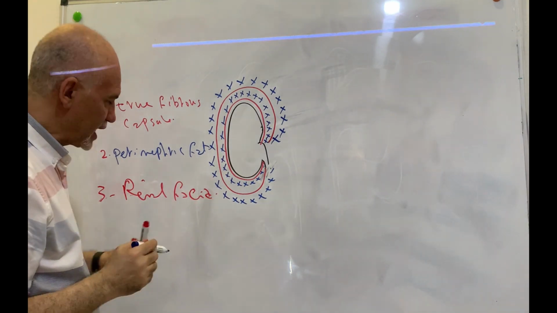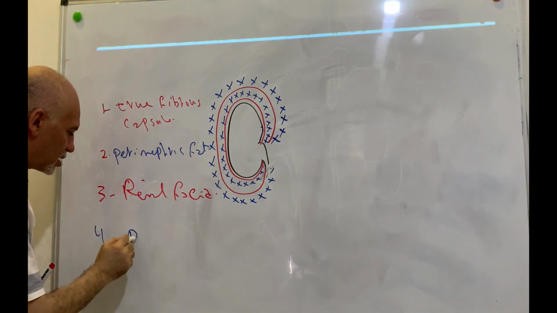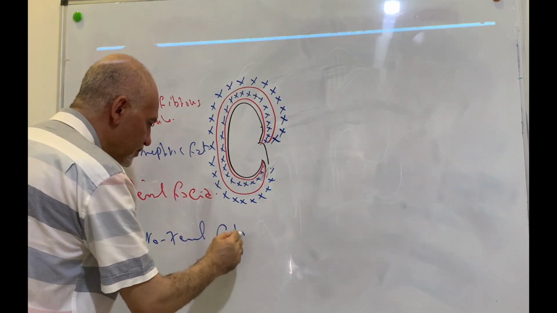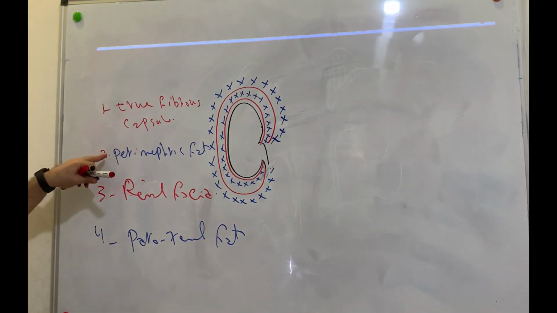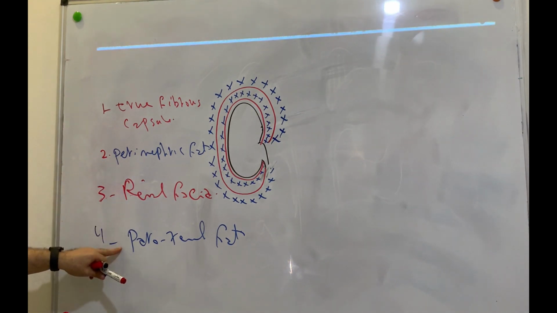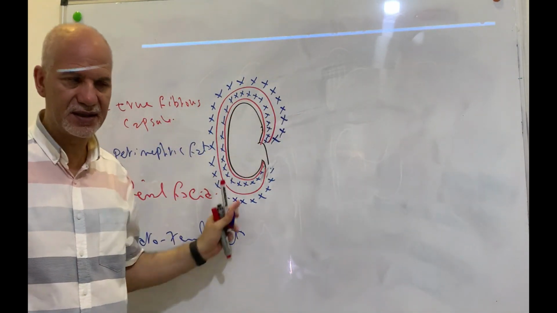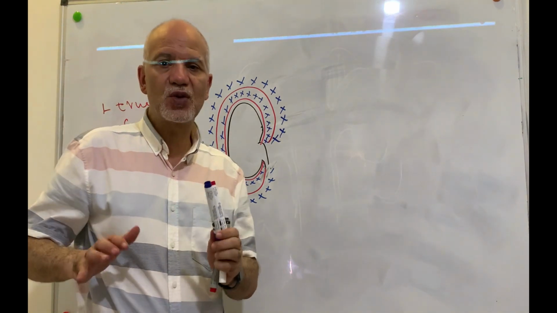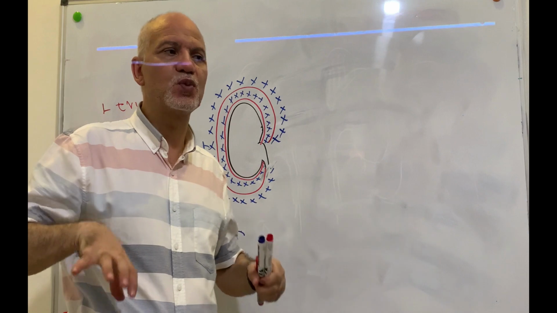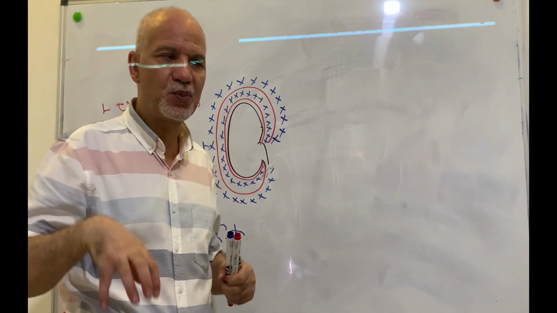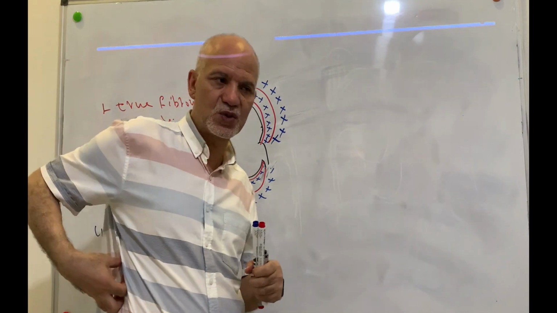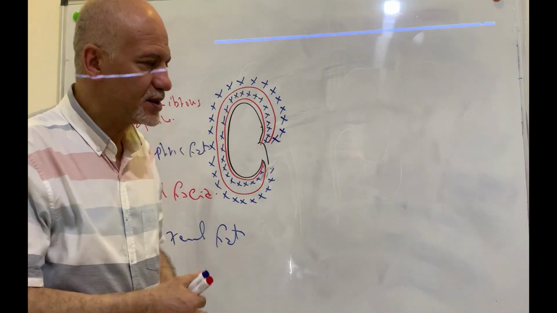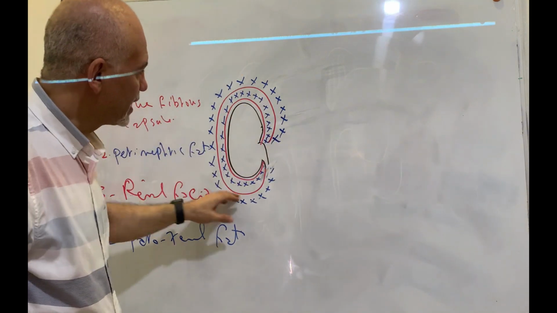This fat from outside is called pararenal fat. There are perirenal and pararenal fat. The pararenal fat from outside is the most important factor for supporting the kidney in its position. This is called the capsule of the kidney.